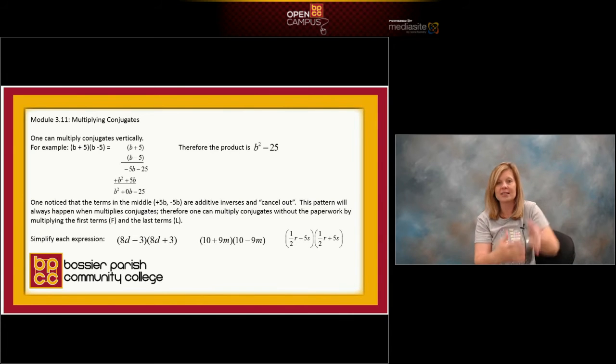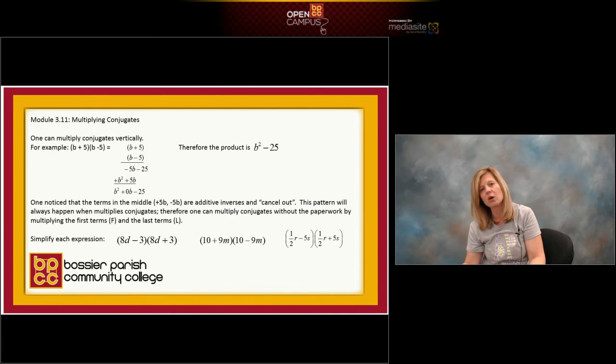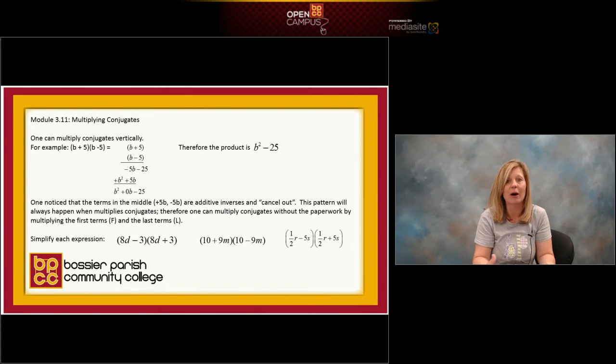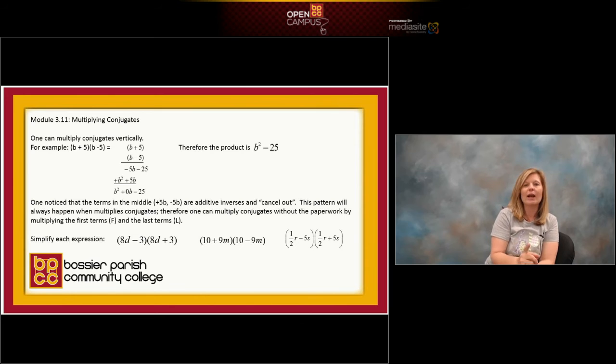Now, do we have to write 0b in our answer? Well, just like in arithmetic, do you have to write 5 plus 0, or 5 minus 0? No, the 0 means there's nothing in that placeholder spot. So in algebra, we're not going to write our answer as b squared plus 0b minus 25. We're just going to write the b squared and the minus 25. There are no b's. They're gone. They canceled out.